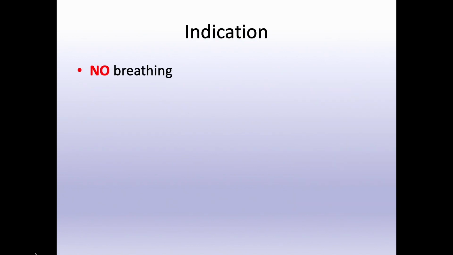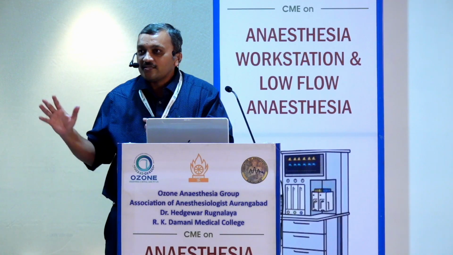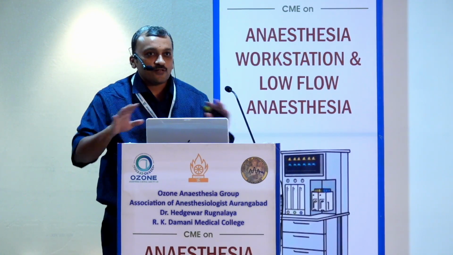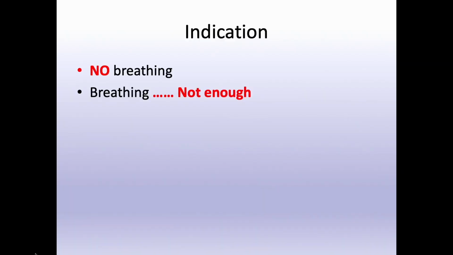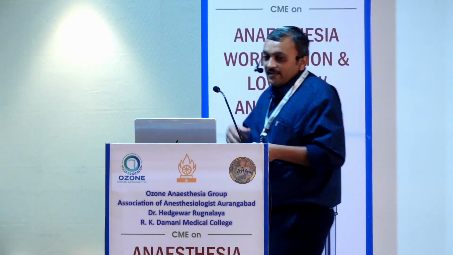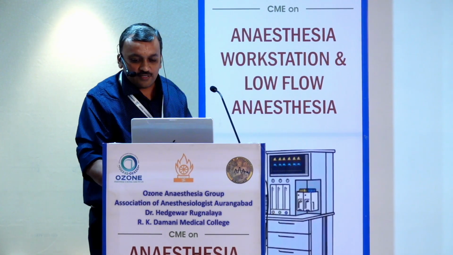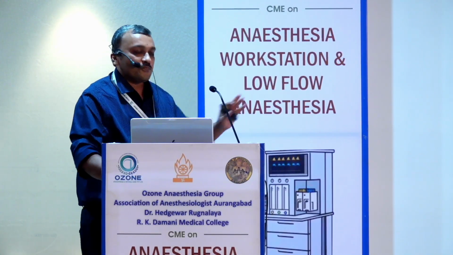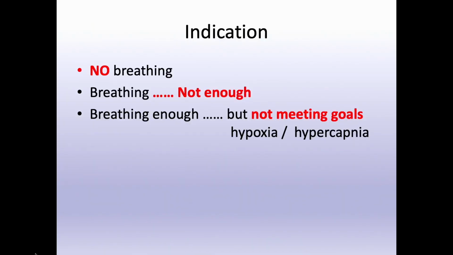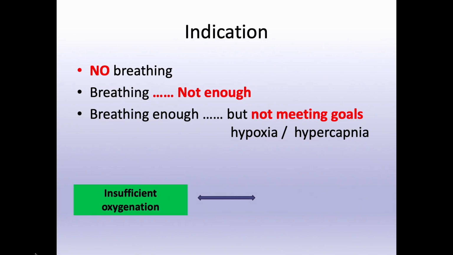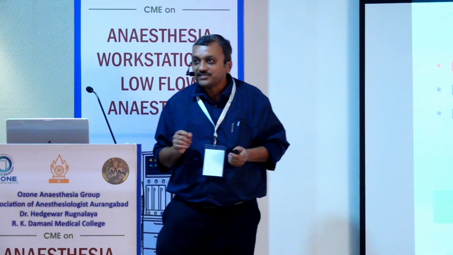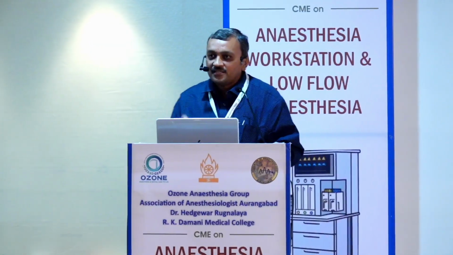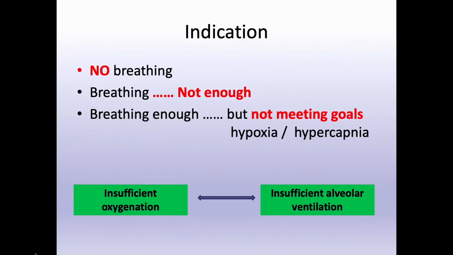Indication for mechanical ventilation: no breathing. We do this every day. We paralyze the patient, we create a no breathing stage. Breathing not enough: we have given a deep anesthesia, not breathing. I need to support him. I'm not talking about invasive or non-invasive, but I need to support that ventilation. He is breathing enough, but is not meeting the goal, that is hypoxia or hypercapnia. As simple as that. So basically, two aspects of mechanical ventilation are insufficient oxygenation and insufficient alveolar ventilation.